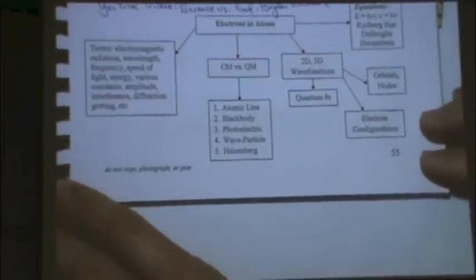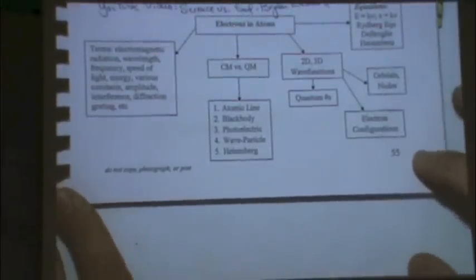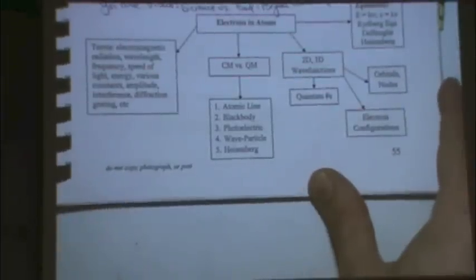There we go. Okay, here's the chapter we're working on. We're working in this last section over here on the right. We did quantum numbers, we introduced the 3D orbitals. I would like to tie those together. So that was page 55 of the reader. I'm going to show you again page 66 of the reader.